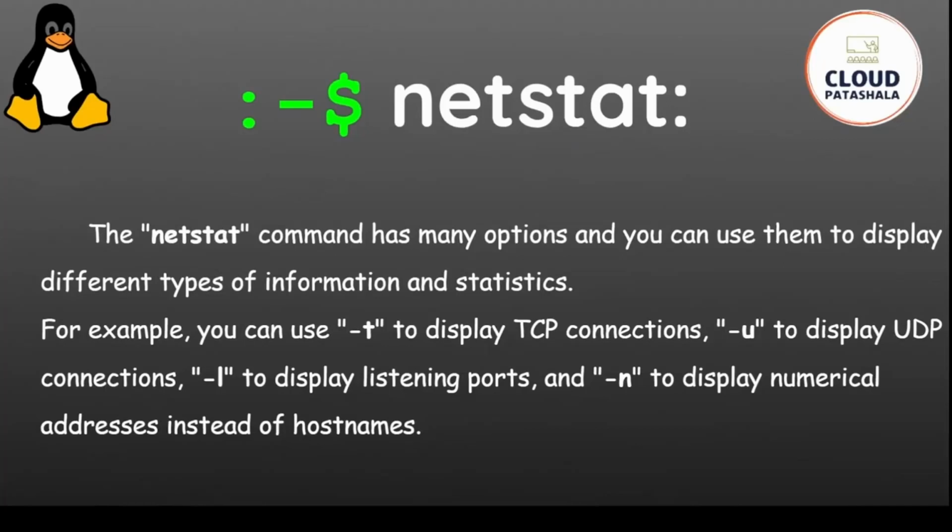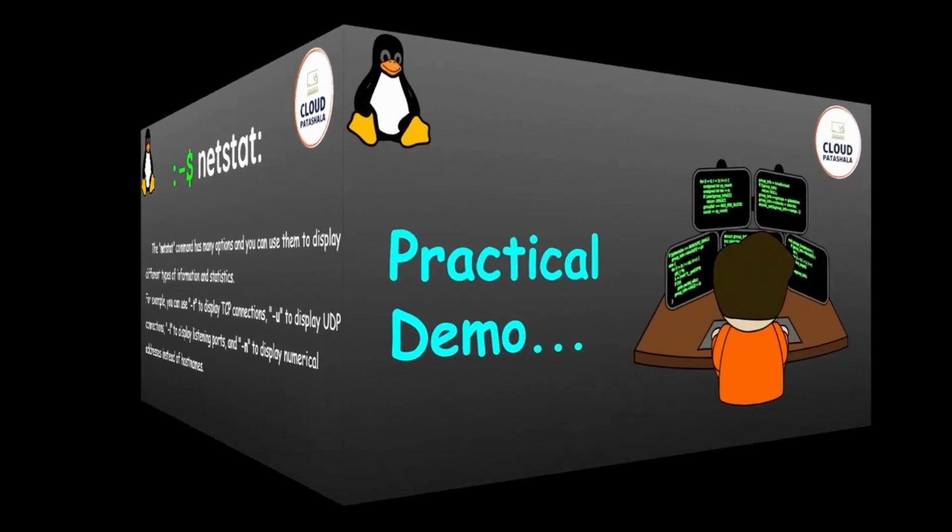The netstat command, as you see in the previous slides, has many options, and you can use them to display different types of information and statistics. For example, -t to display the TCP connections, -u to display the UDP connections, -l to display the listening ports, and -n to display the numerical addresses instead of host names.